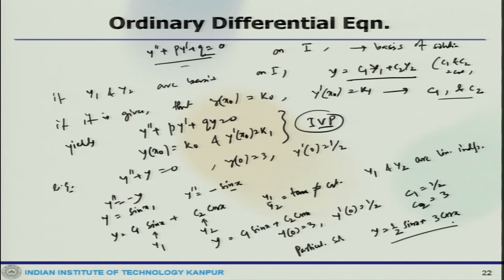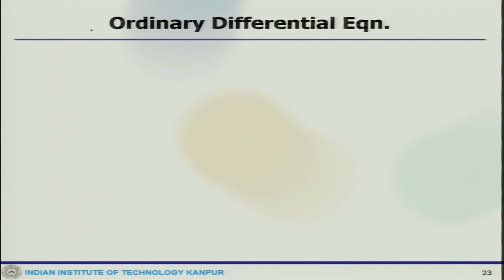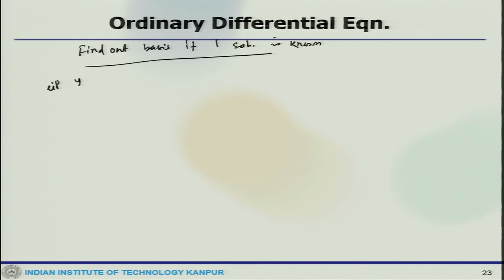So, this is the particular solution. Now, the second point is to find out the basis if one solution is known. So, that means if we know either of y1 or y2, then we can reduce the second order system to a first order system.